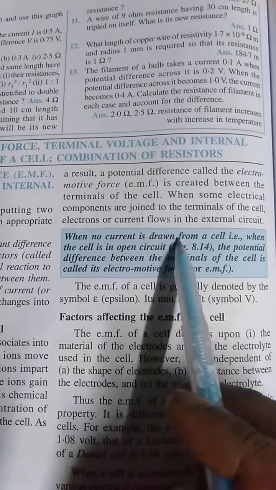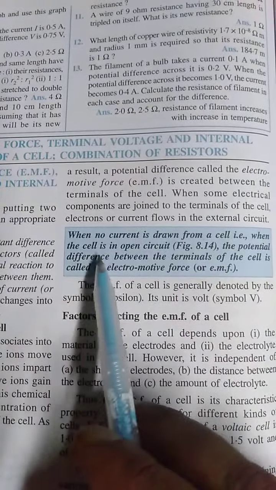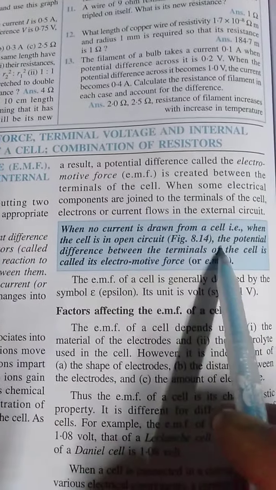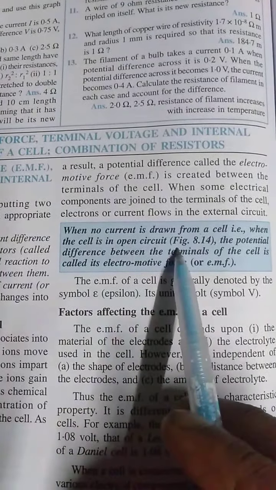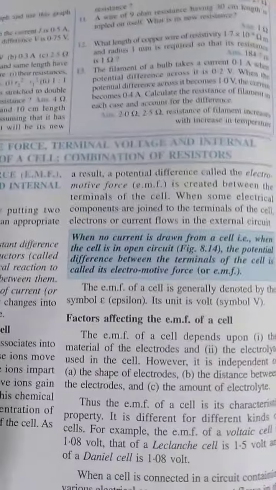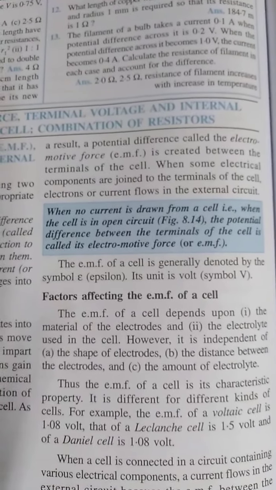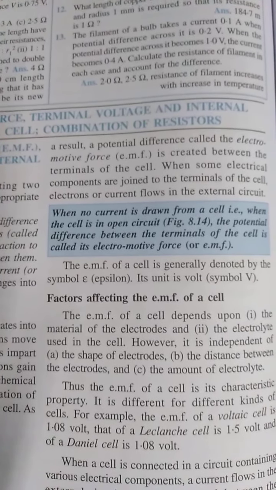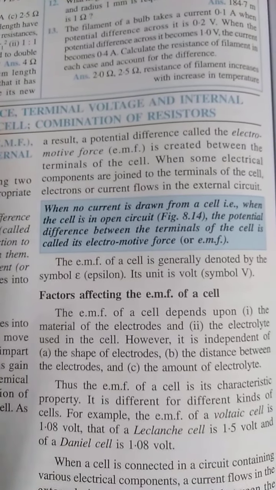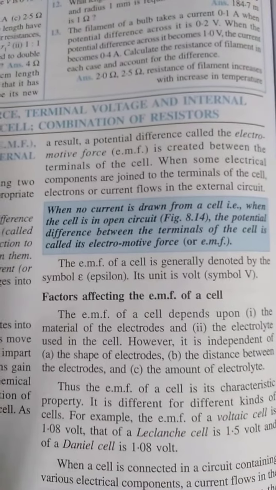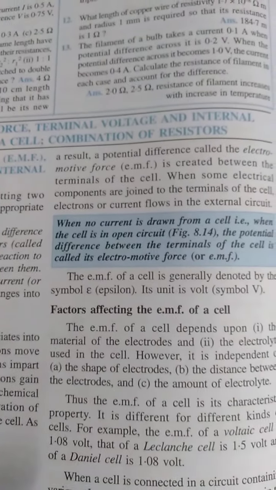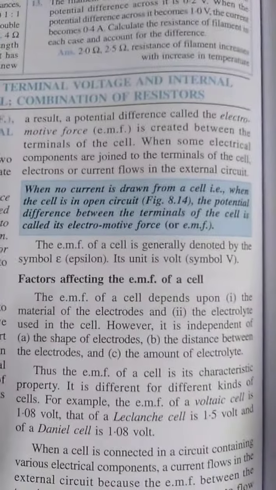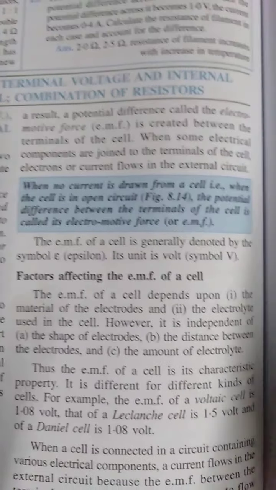There is one more definition. When no current is drawn from a cell, that is when the cell is in open circuit, the potential difference between the terminals is called the EMF. So what is EMF actually? EMF is the potential difference between the terminals of the cell when the cell is not in use. Suppose you have a cell in open circuit, then the potential difference across the terminals is called the EMF.